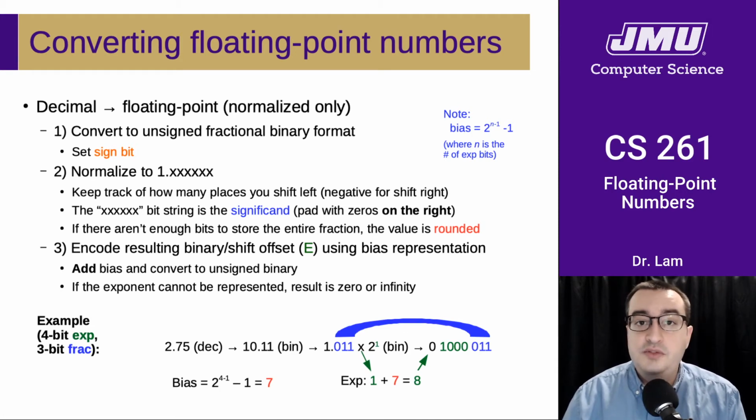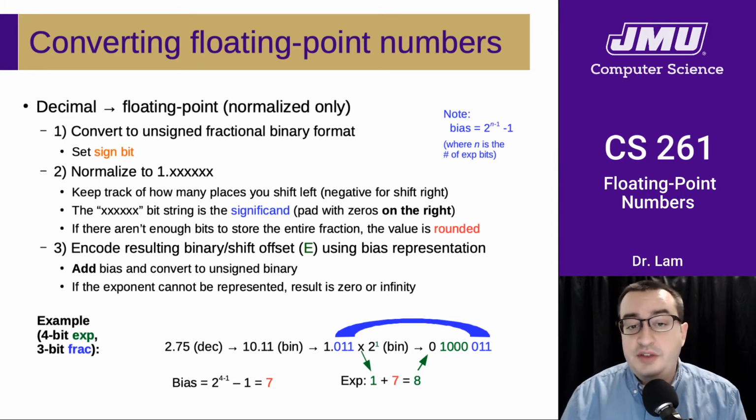And then once you've done that normalization, the bits to the right of the binary point, those are the significand, and you can just put those directly into the binary floating point representation. If you need to pad with zeros on the right, you can, and you should. But you should align the numbers to the left-hand side of the significand field. If there aren't enough bits in the significand field to store the entire fraction, then the value is rounded and you aren't going to be able to exactly represent the number.